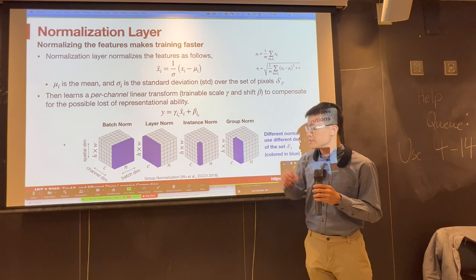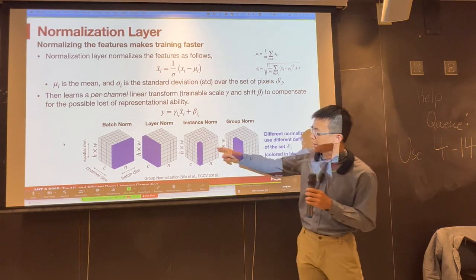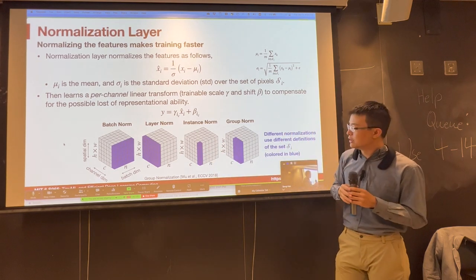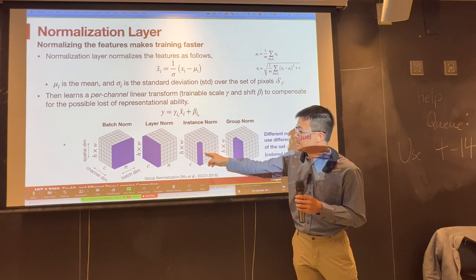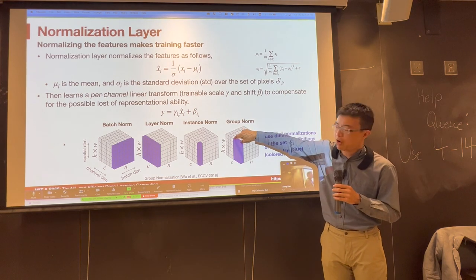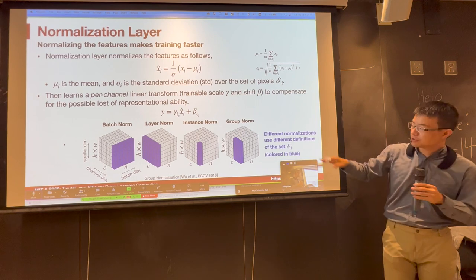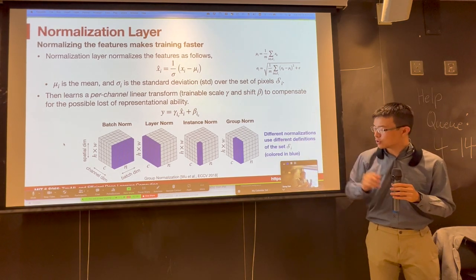We also have instance normalization, which only normalizes across a single channel dimension across the whole H and W. Or we can have group normalization, which is in between, a general method for instance normalization, which normalizes partially across the channel dimension. Okay? So different normalizations just use different definitions of this set highlighted in blue.